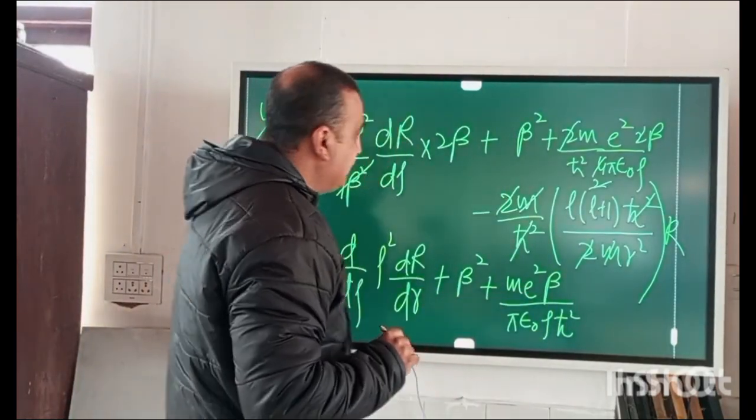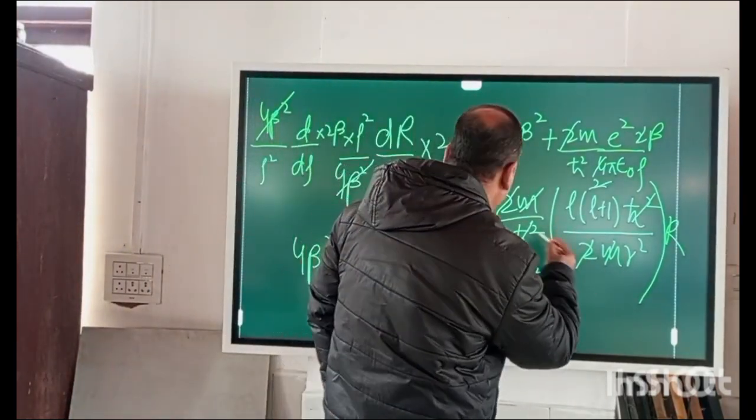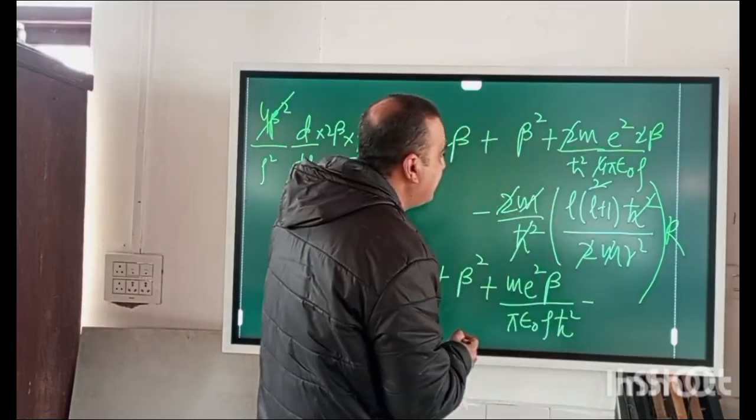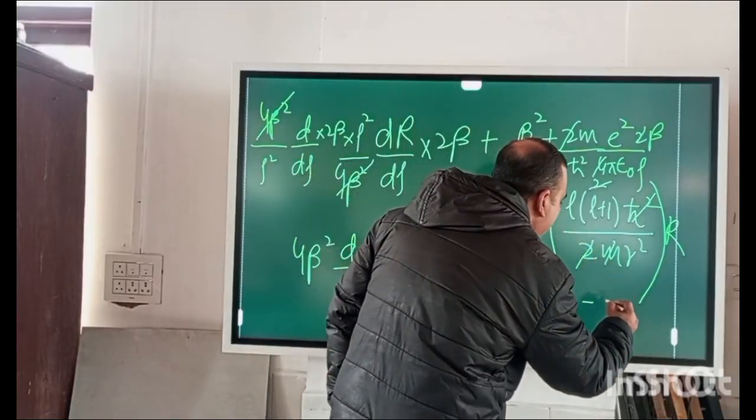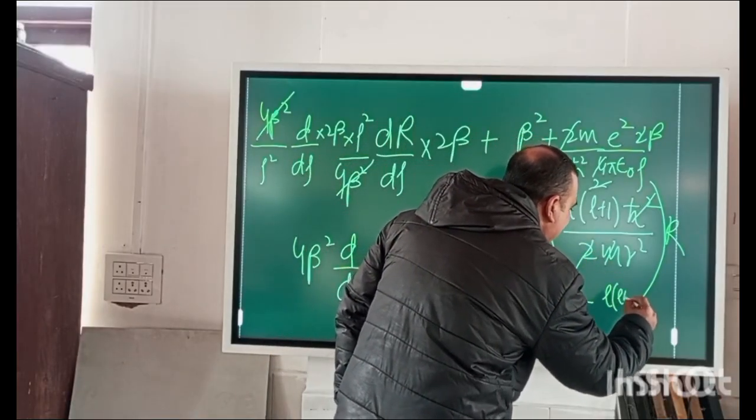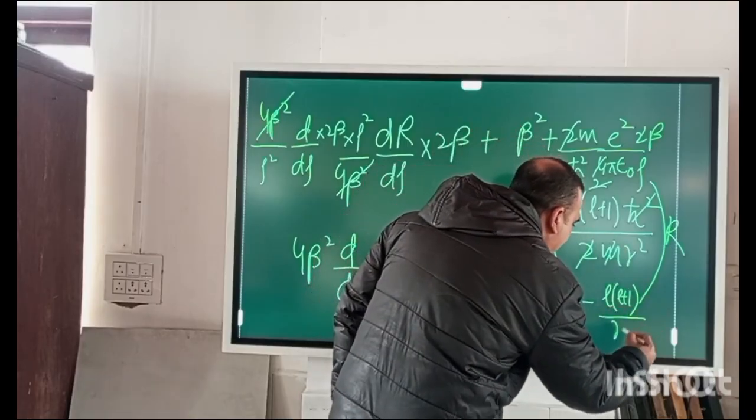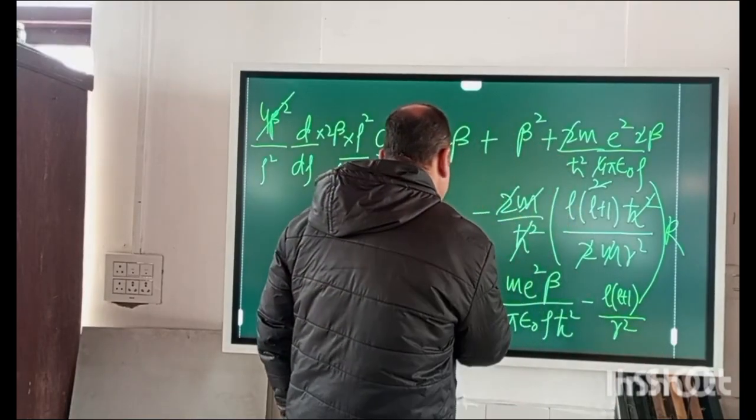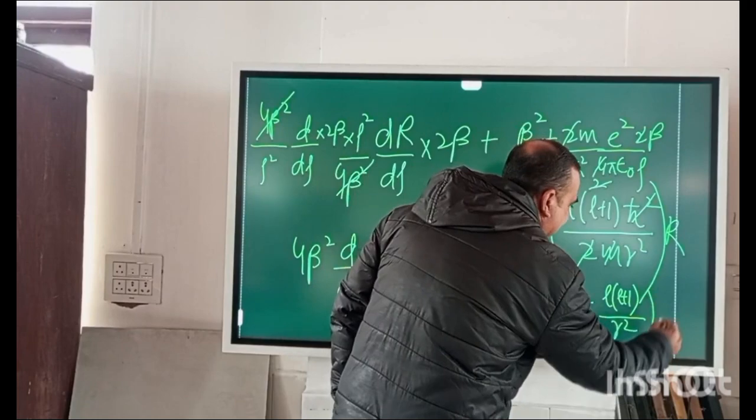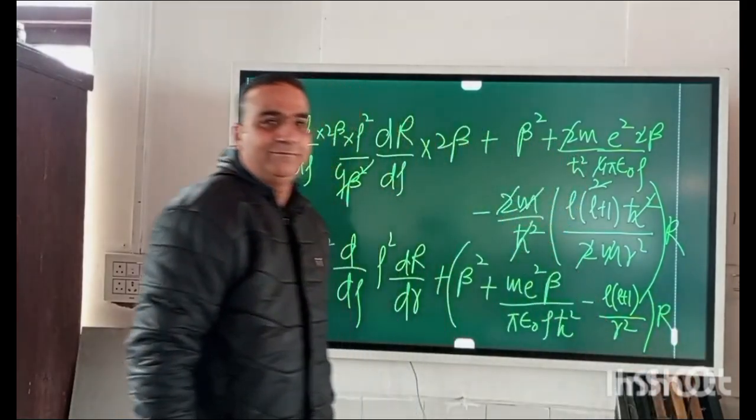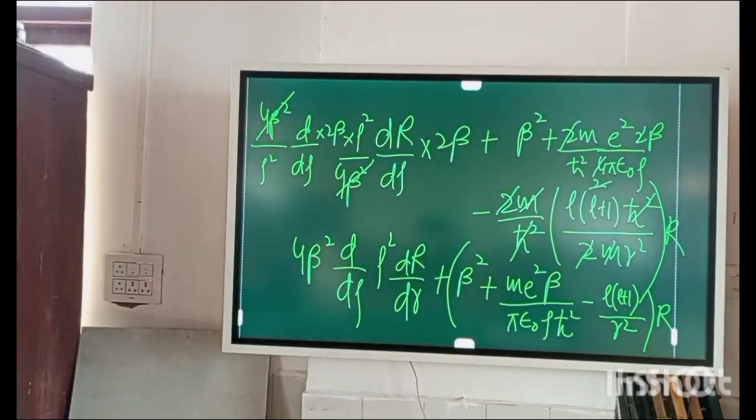No? Okay. So then here what do you have? Minus. I think here you have L times L plus 1, then divided by R square. I can keep a bracket here, and here you have R. Right? What should I do to further simplify it?